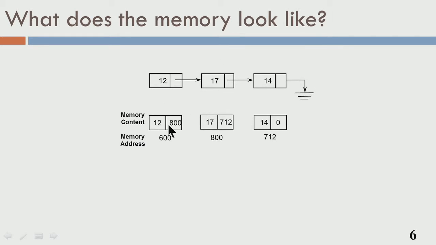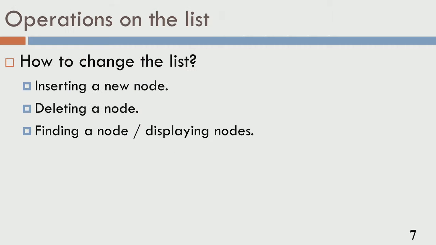So, 12's next is 800, which means if you go to location 800 you get the value and next pointer. If you go to location 712 you get the value and next pointer, and null is nothing other than 0. So, null is defined to be 0 in C, and this is a fairly simple and straightforward way of using a structure to make a linked list.